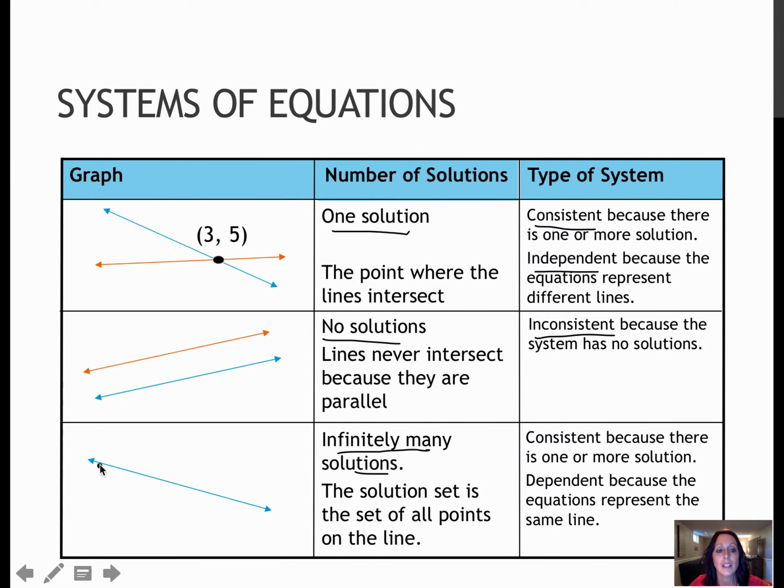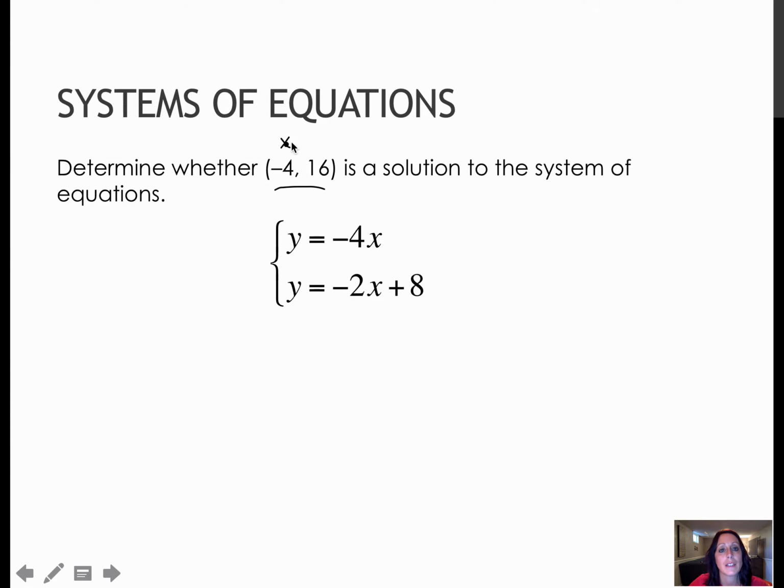The first thing we're going to do is determine whether or not a point is a solution to the system. Starting with the point, I would take my first equation, replace my x with my x value and my y with my y value, and see if that equation is true. So 16, does it equal -4 times -4? -4 times -4 is 16, and 16 does equal 16. Now, that doesn't mean it's a solution of the system. That means if I were to graph this line, it would go through the point (-4, 16).